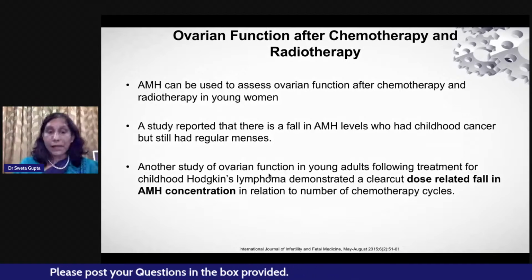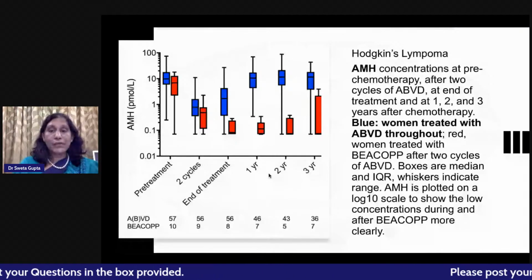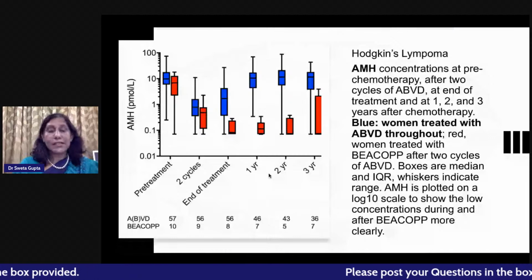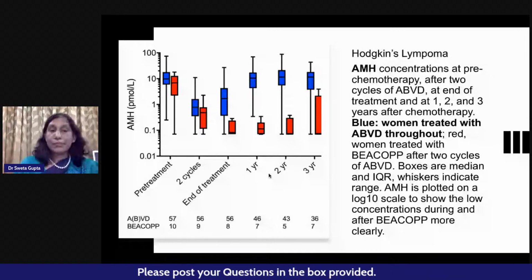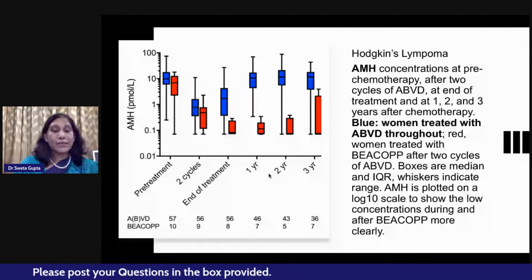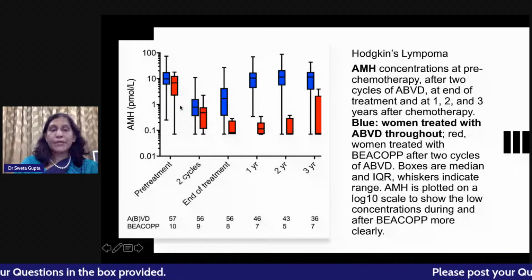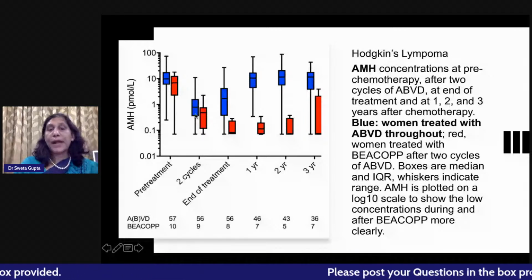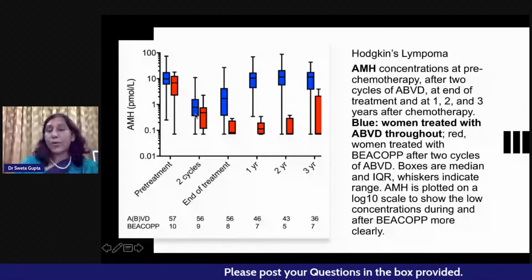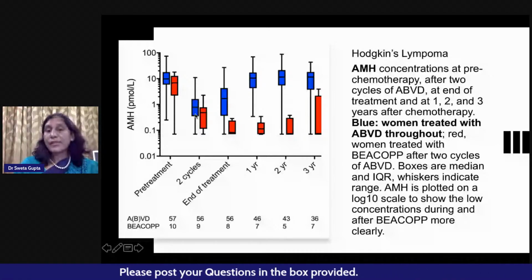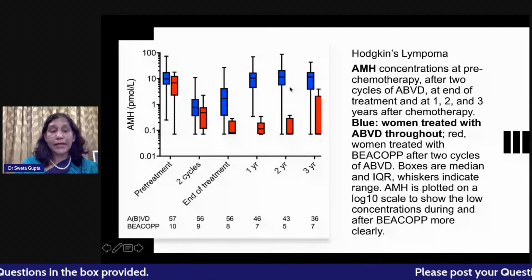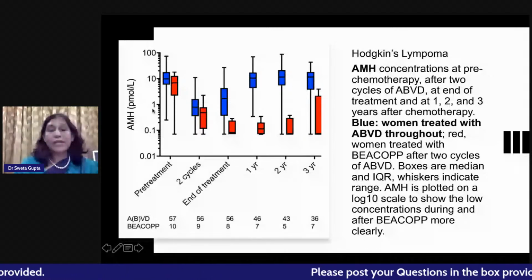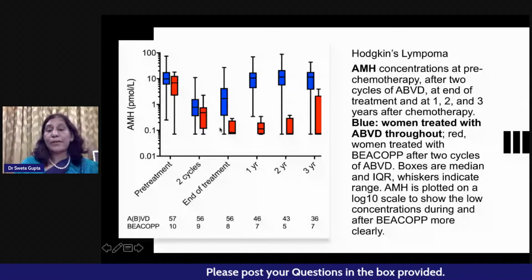If you see this graph, in the blue color, the patients who used the ABVD regime had a higher initial AMH pre-treatment. After 2 cycles it dropped, and at the end of the treatment it picked up a little bit, and by 2 years it got better. This is a low-risk chemotherapy, whereas the red one is another regime which was actually quite detrimental to the ovarian reserve, and this is depicted here in the red color.